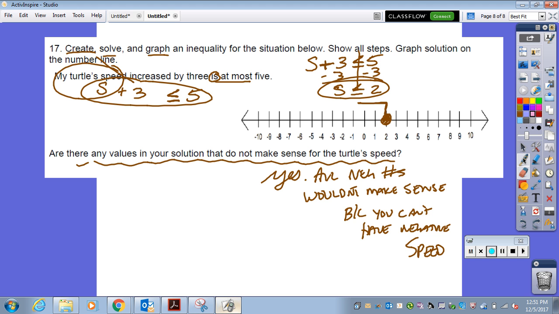It actually should stop at 0. Could your turtle speed be 0 miles per hour? Yes, it actually could. But if your turtle speed could not be 0 miles per hour, and it would have to be higher than 0, then you go like that. You would not include that spot. Well, let's say it is, and you want to have it closed in for 0. But technically, this S is less than or equal to negative 2. That would be that one.